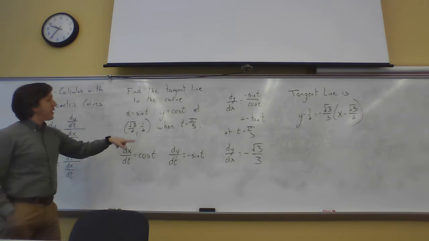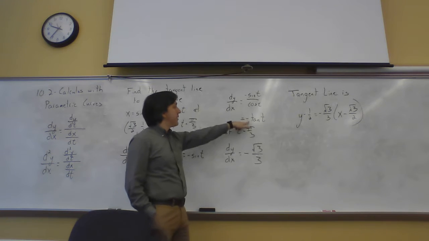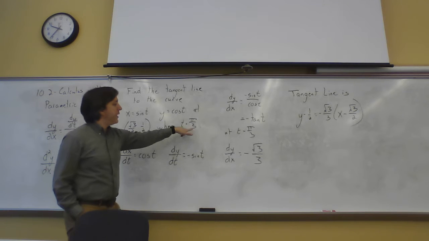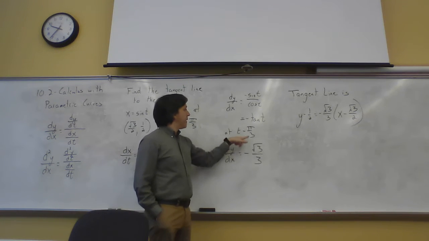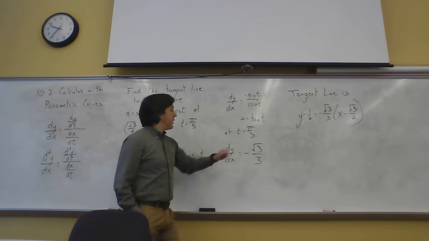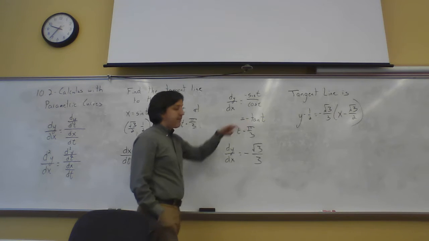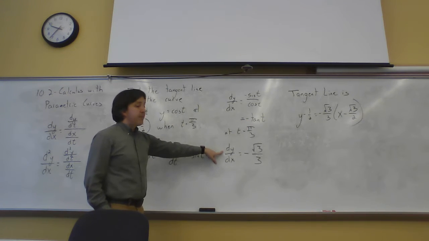So once I had those, I put them together to get dy/dx. Negative sine over cosine is just negative tangent. And since we're looking at a t value of pi over 3, I plugged in pi over 3. As long as you trust me, when you plug in pi over 3 to tangent, you get, in this case, the negative square root of 3 over 3. The negative, of course, because we had a negative in front of the tangent. So there's the slope of my tangent line.